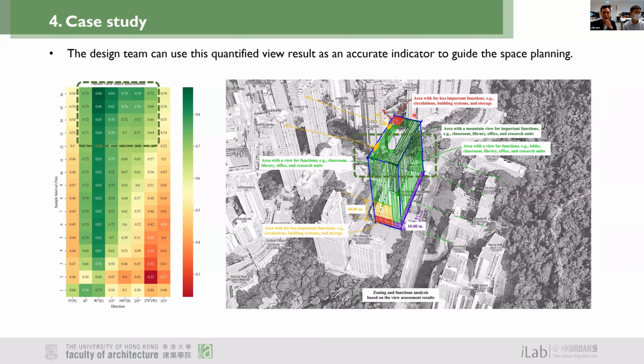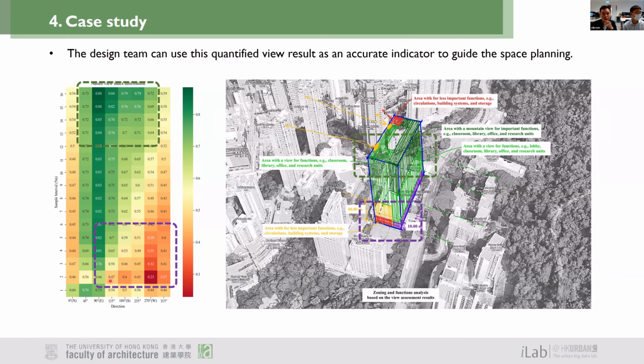The results also show that here, the north or the northwest part here is blocked by another building. So it can be vertical circulation, lift or stairs, which are not required at a good view. By doing this, we can maximize the benefits of a good view.